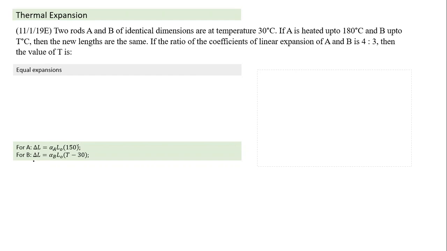For B also the change in length is the same, so the same delta L. The initial length is also the same. Only alpha B is different. But here the increase in temperature is from 30 to T, so the change in temperature is T minus 30. If I take the ratio, A alpha B ratio is given, easily you can find the value of T. Very, very simple question.